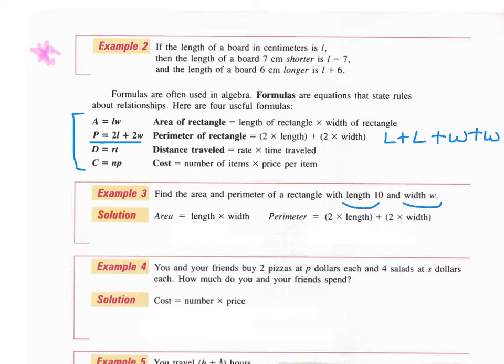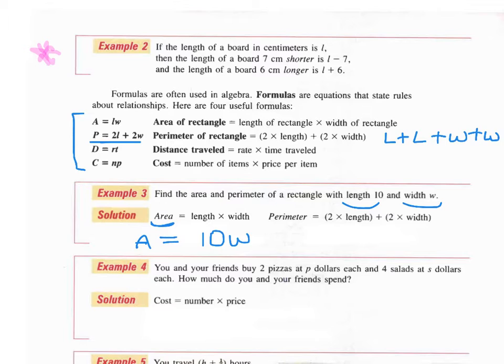So for this one, what would be the area of that rectangle? Now, I'm not asking you to find a number. I'm just asking you to show me the expression you would come up with. Area equals what? Yes? 10 W. Perfect. Because the length was 10, and they told us the width represented was the variable W. So 10W is the area.